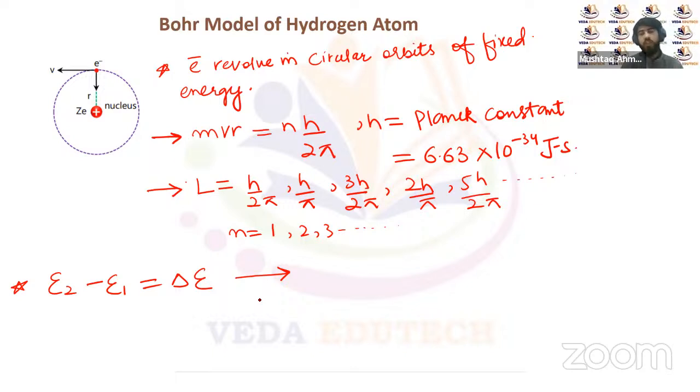So the important point with respect to Bohr's model is that electrons revolve in circular orbits of fixed energy, and only those orbits are permitted whose angular momentum is an integral multiple of h upon 2 pi. The electron makes a transition from lower energy to higher energy only when it absorbs an energy equal to the energy gap between the two orbits, and when the electron makes a transition from a higher orbit to a lower orbit, an equal amount of energy is emitted in the form of radiation. The energy of that radiation is equal to the energy gap between the two orbits.